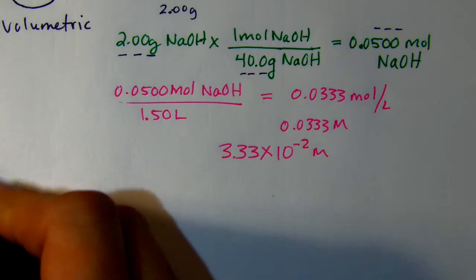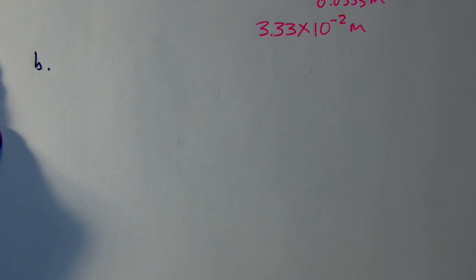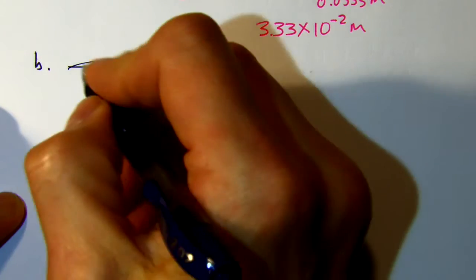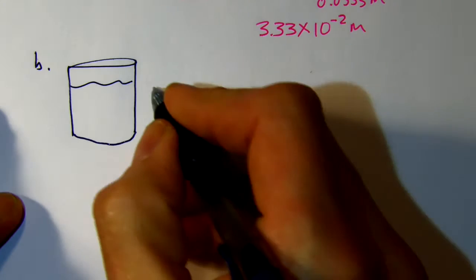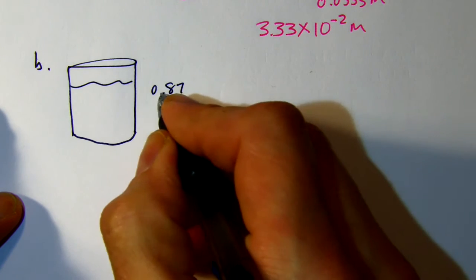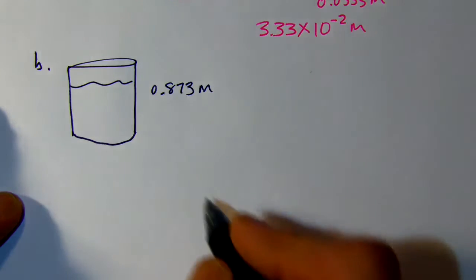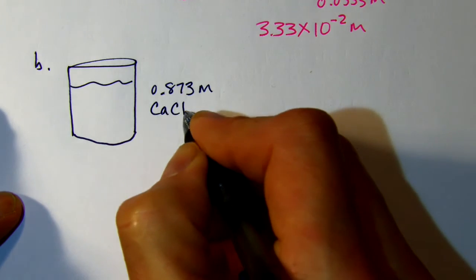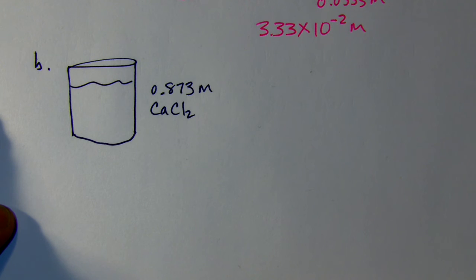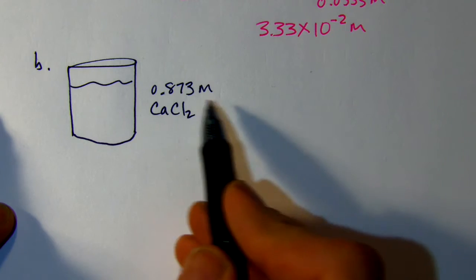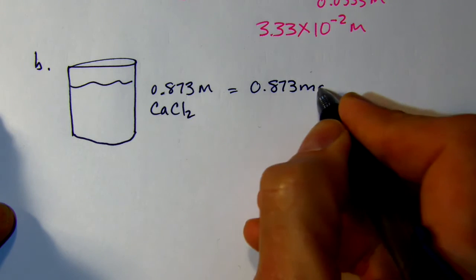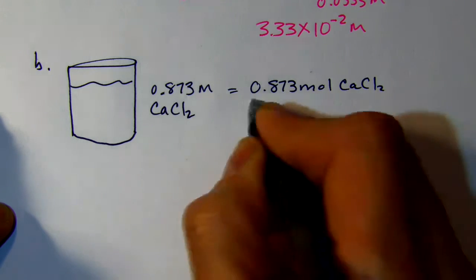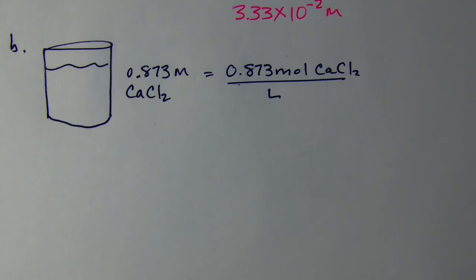Another example, though, is what if we wanted to find out how many grams of a substance we have in a sample, right? Let's take this beaker of stuff here, and we are going to say that it is 0.873 molar calcium chloride, right? It doesn't have to be an acid or a base, but 0.873 molar means you have 0.873 moles of calcium chloride per liter, okay? But what if we don't have a whole liter, right?